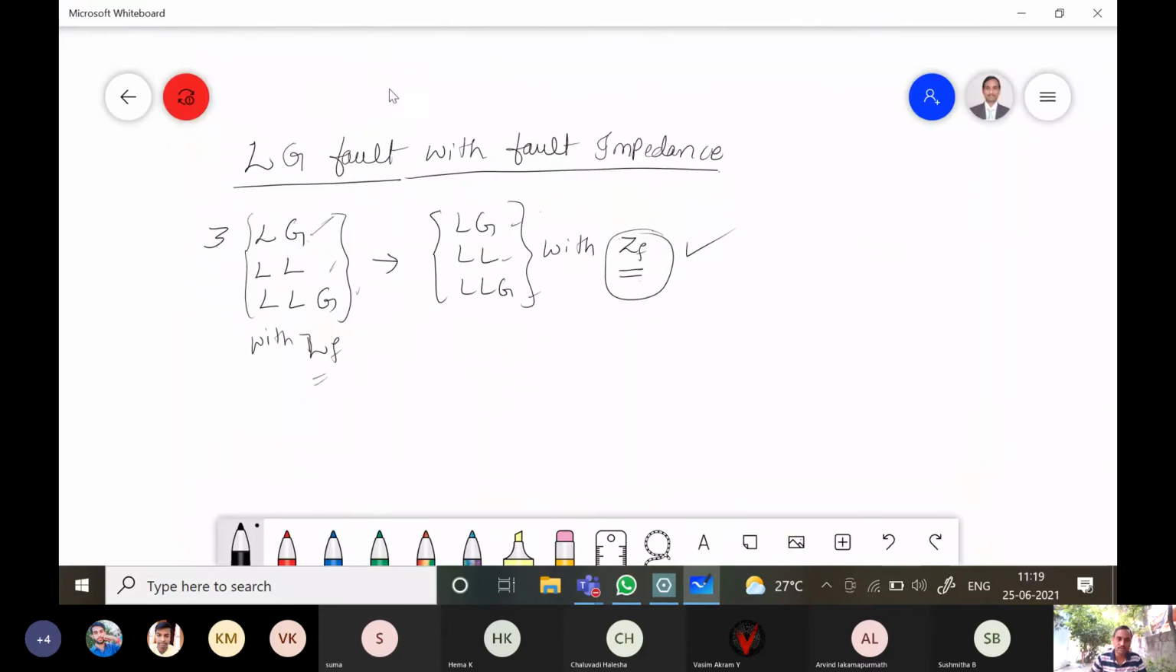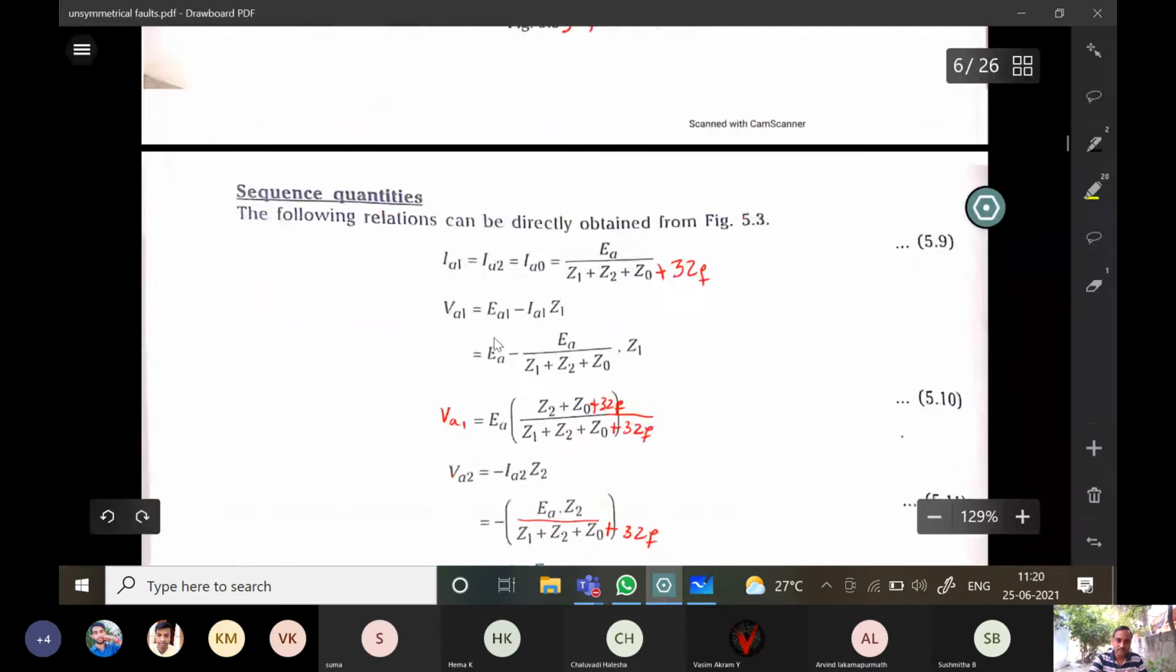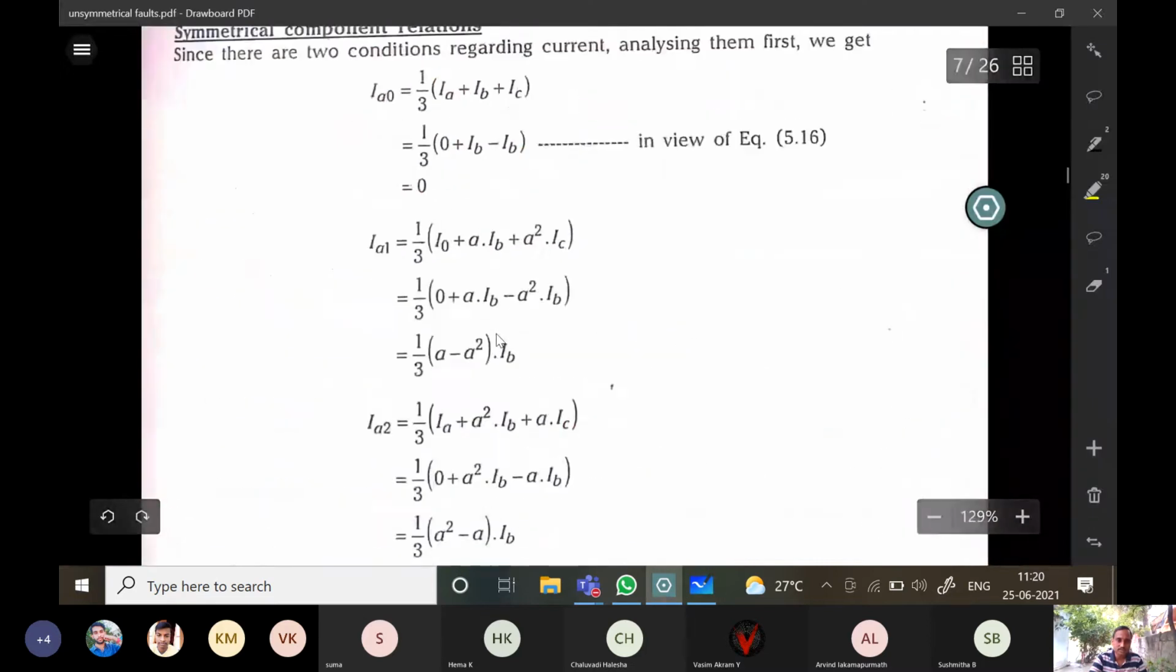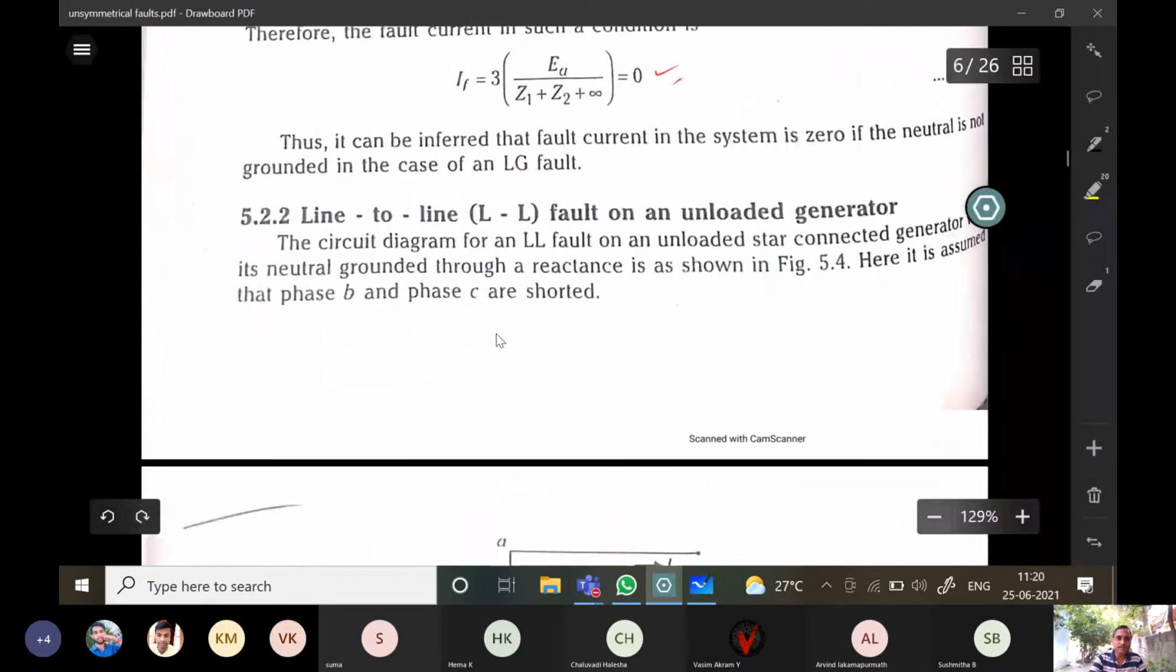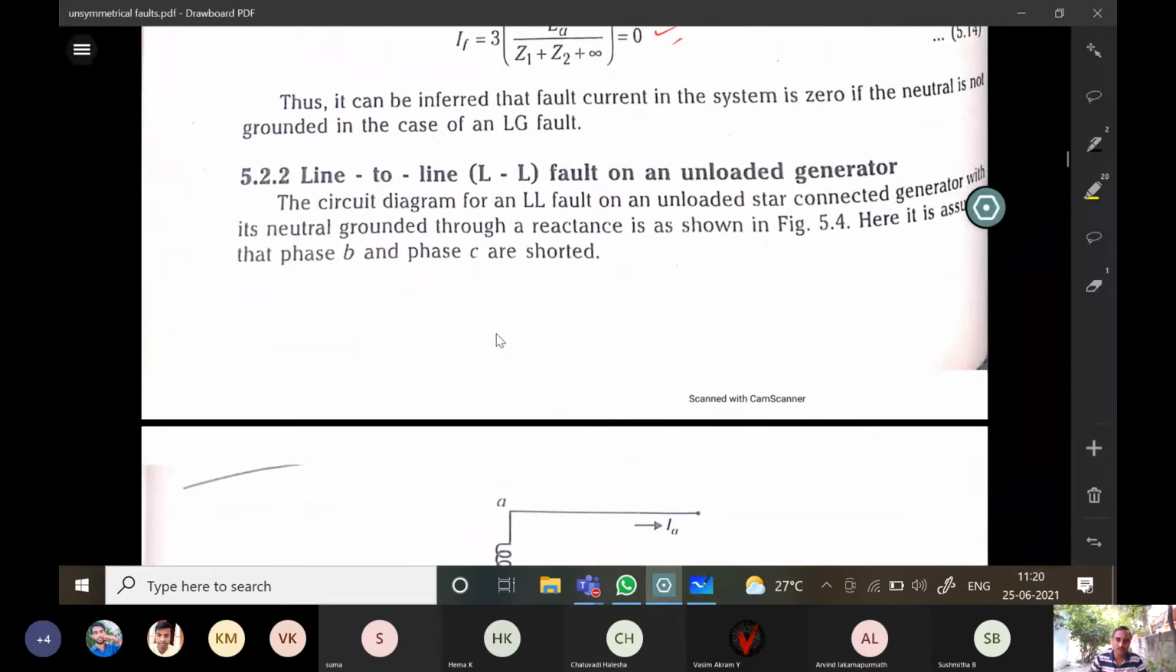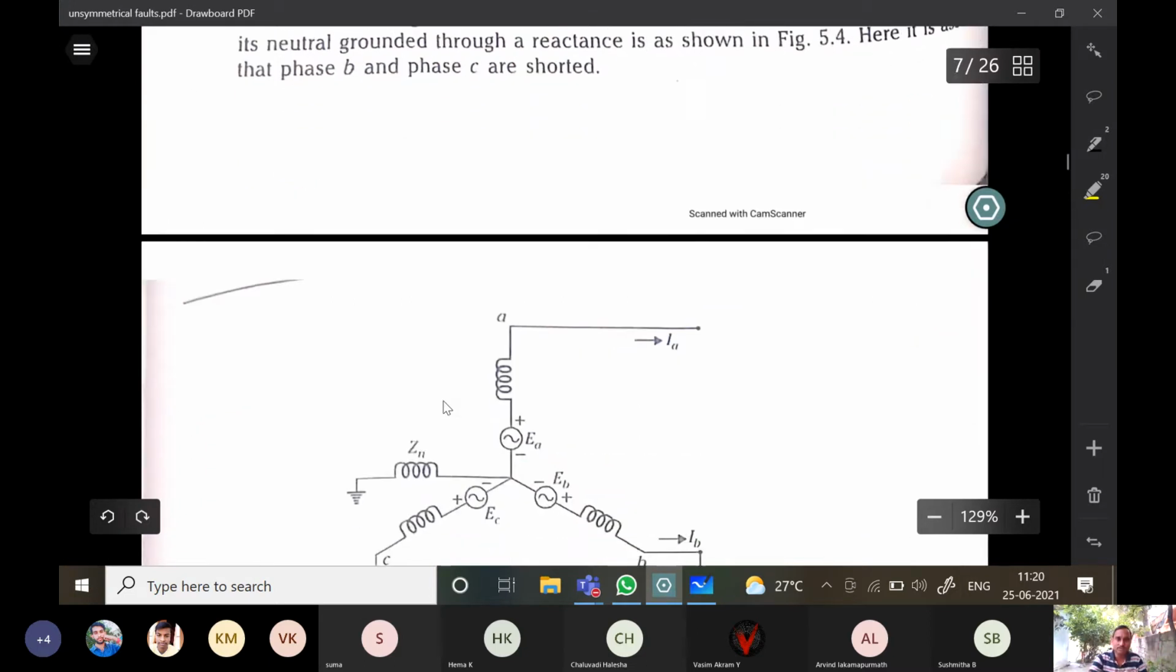So the first one we have done. The second one is LL with ZF. Line to line fault using fault impedance. Second one: line to line fault on unloaded generator with ZF. Okay, so now we can do it with ZF.